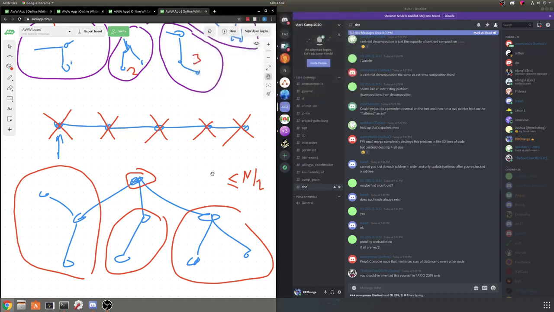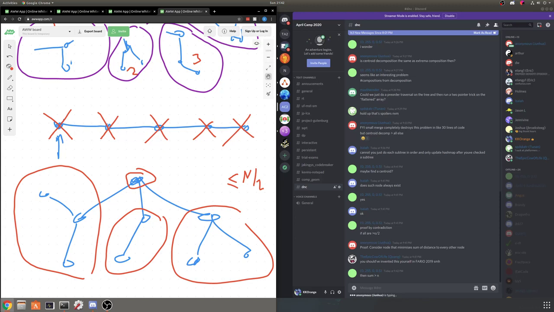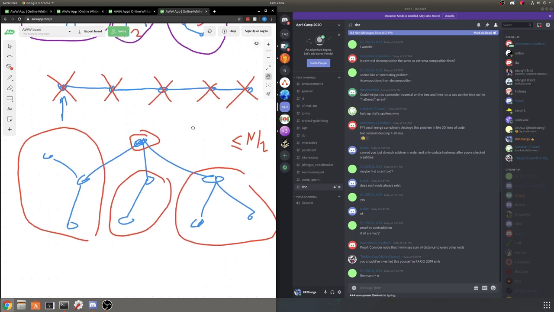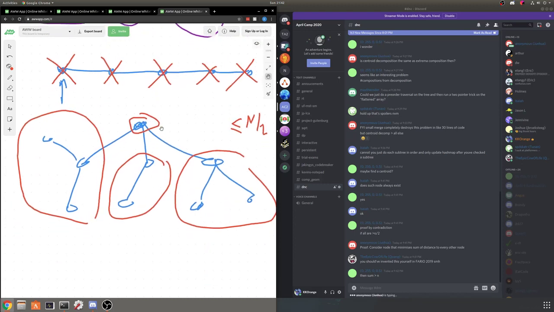This lecture is running a lot longer than I would like, so I'm going to omit the proof of finding such a vertex. You can read about it on the resources section in the problem sheet, which is a really good explanation of the centroid and centroid decomposition. But such a node always exists, and the way that you can find it is actually pretty straightforward.